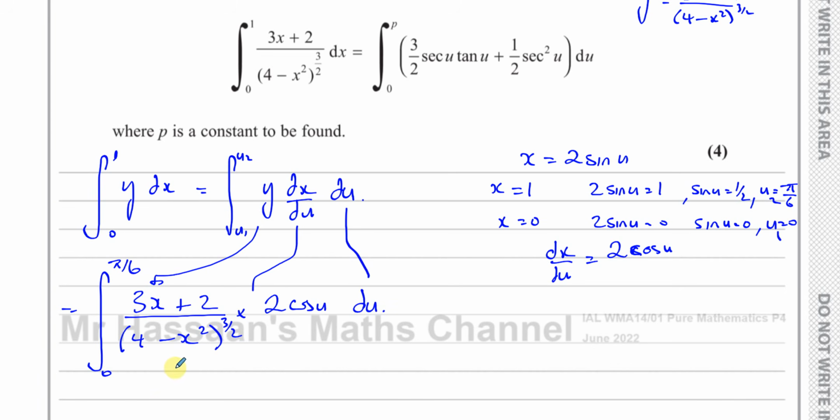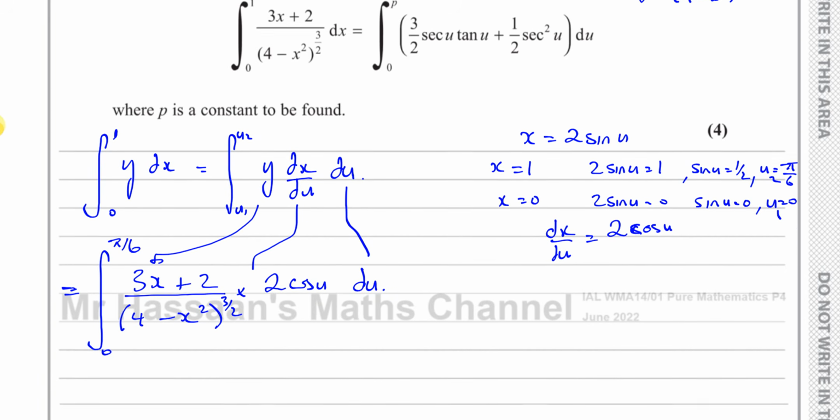X is 0, u is also 0. So as we see here, we've found the value of p. That's part of the question. Now we have to show that this becomes that. How do we do that?